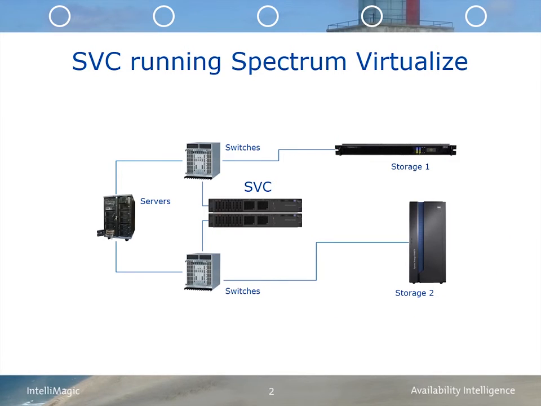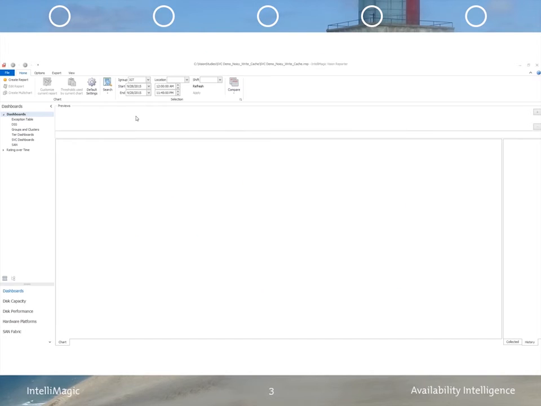IntelliMagic Vision provides in-depth performance analysis of IBM Spectrum Virtualize running on all IBM platforms. IBM Spectrum Virtualize software virtualizes your block storage environments, allowing you to manage your storage environment in a single pane of glass. In this diagram, you can see the SVC running Spectrum Virtualize software residing between the servers and the storage. Spectrum Virtualize runs on a variety of IBM hardware, including SVC, V7000, V3500, V3700, and V9000.